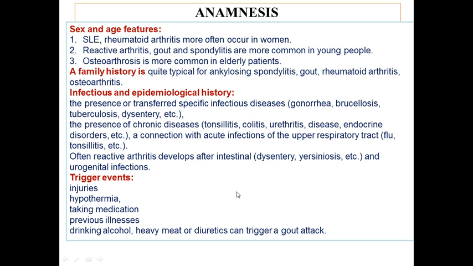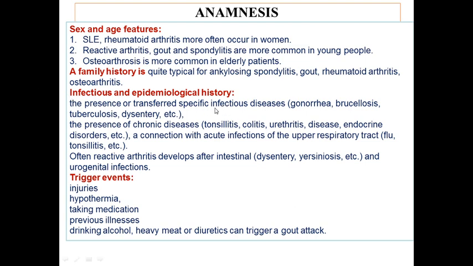During taking anamnesis of the patient, pay attention that sex and age are very important. For example, systemic lupus erythematosus and rheumatoid arthritis more often occur in women, as do other autoimmune disorders. Reactive arthritis, gout, and spondylitis are more common in young people. Osteoarthrosis and osteoarthritis are more common in elderly patients. Family history is also very important because there are many hereditary predisposing factors in spondyloarthritis and rheumatoid arthritis, even in gout.